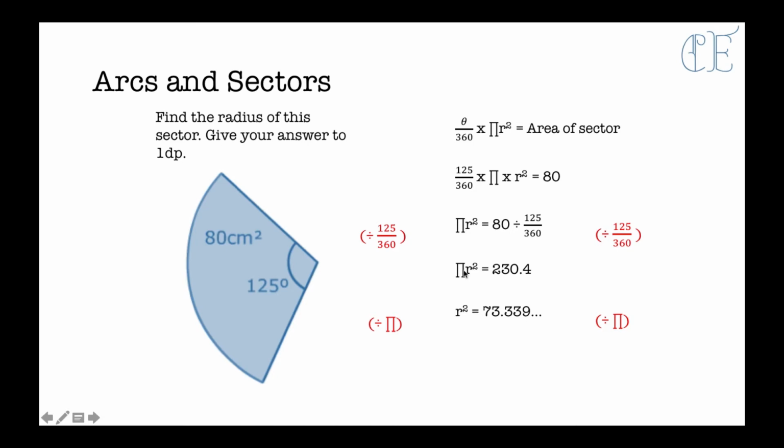73.339. As we divide by pi, it moves it from there to this side, and we actually divide this on our calculators by pi. We're then left with r squared on its own equals 73.339. Now the last thing we need to do, because we don't want r squared, we just want r, is square root. So the square root of 73.339 is 8.6 centimetres. So our radius must be 8.6 centimetres to 1 decimal place.